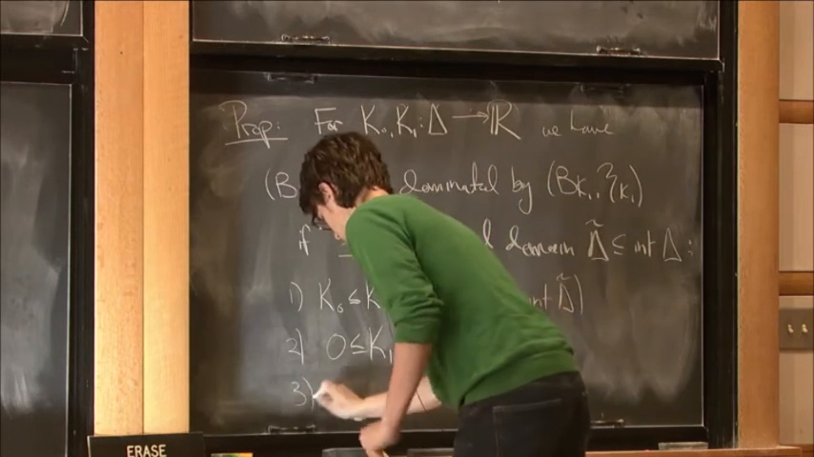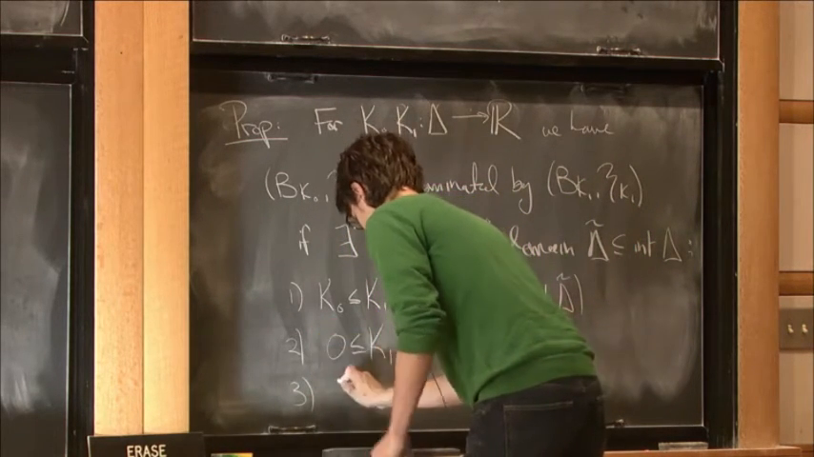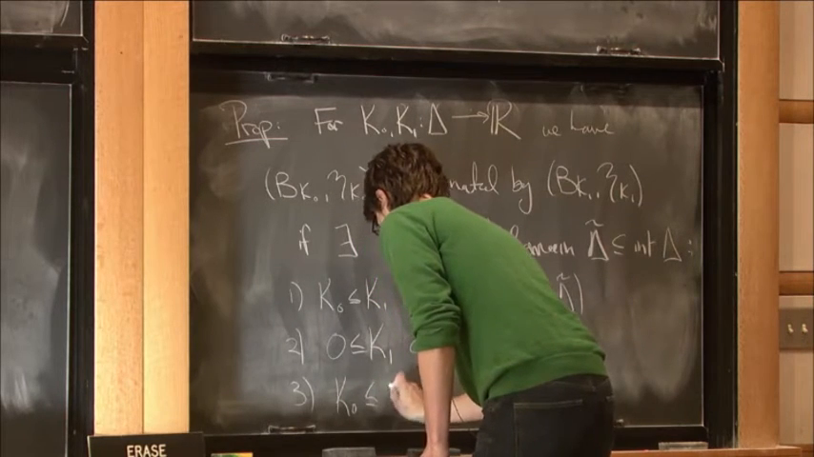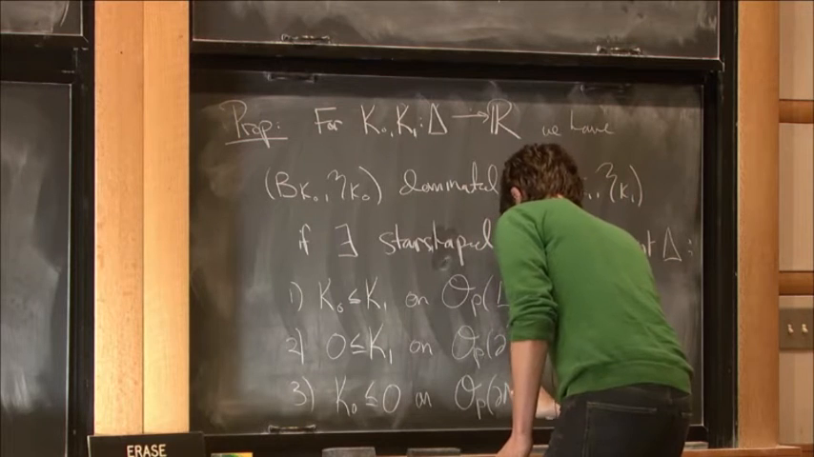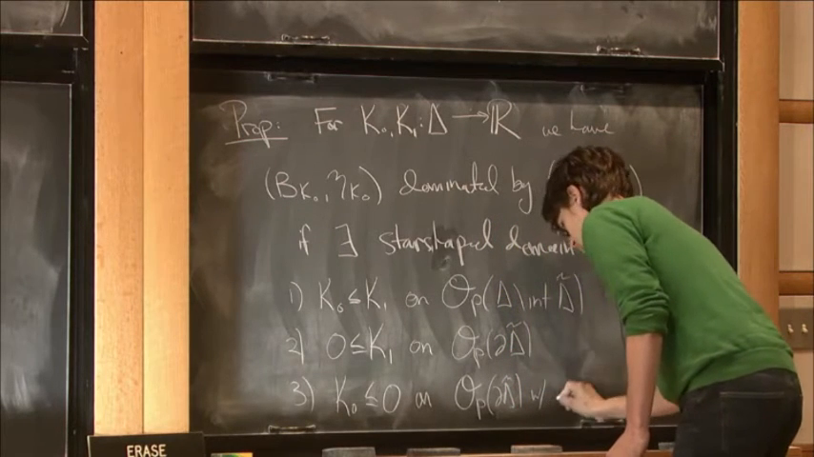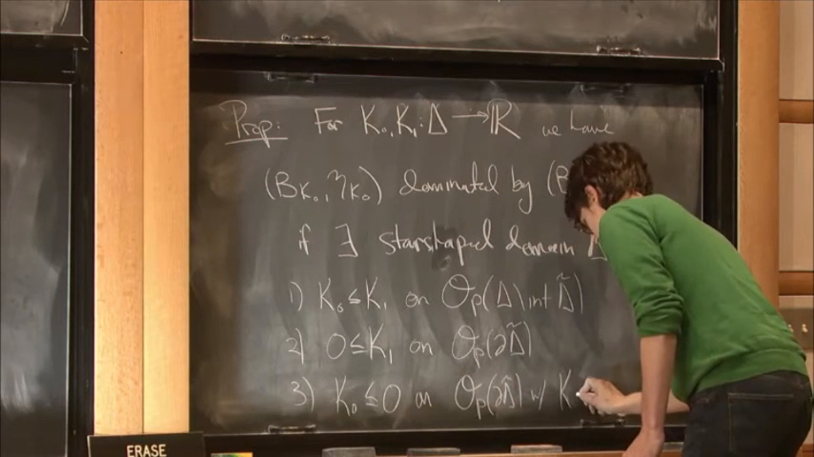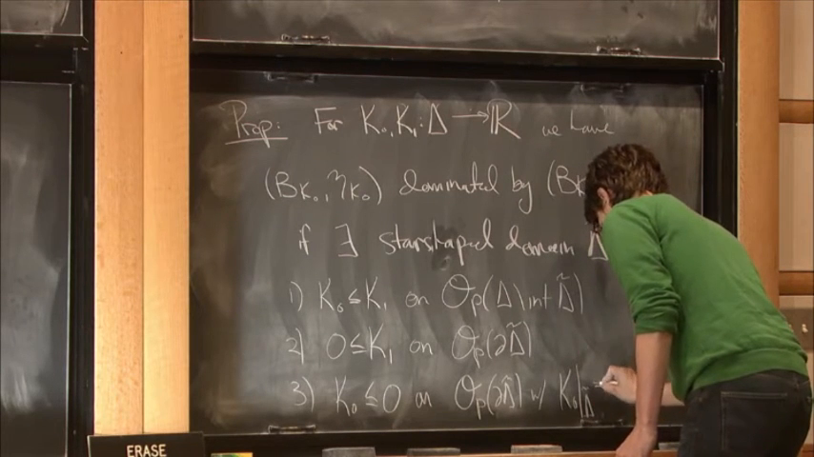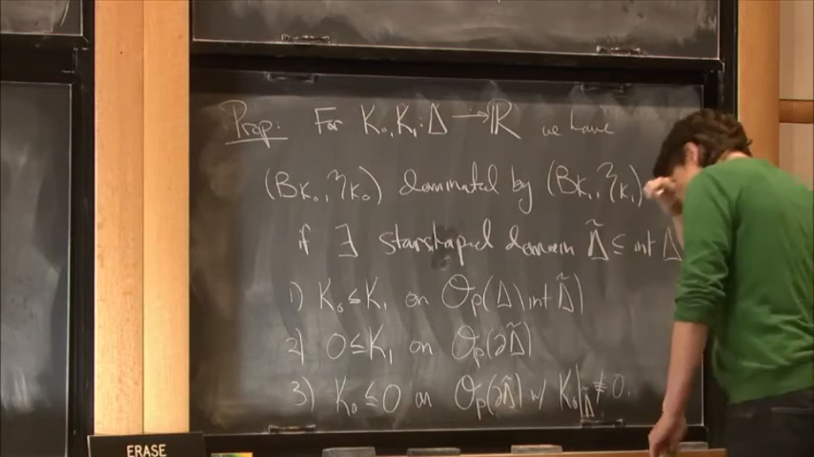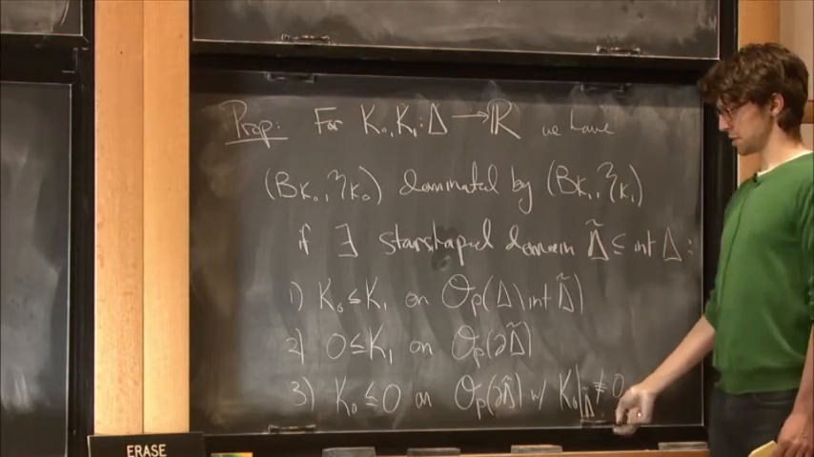And 3, you have the other way around: K0 less than or equal to 0 on the region, with K0 restricted to this not identically 0. I'll draw a picture of these conditions.